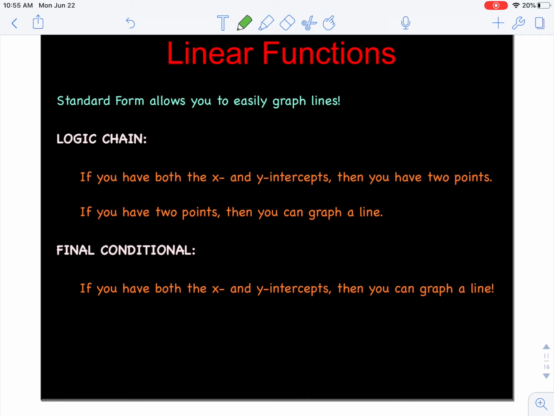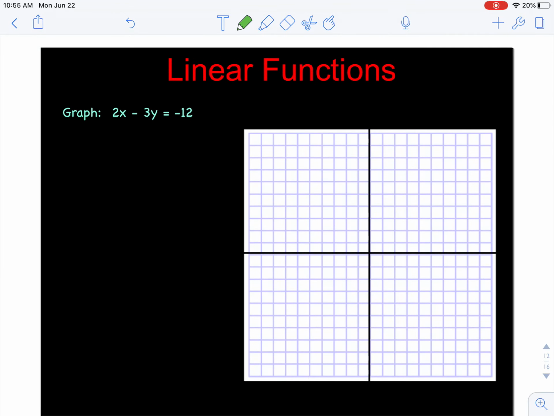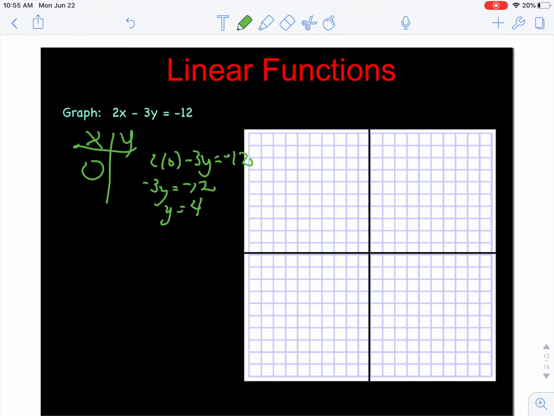So if you have both the x and y intercepts, then you can graph a line. So let's give that a try. Here is an example in standard form. If I put 0 in for x, that's going to give me the y-intercept. That would give me 2 times 0 minus 3y equals negative 12, or negative 3y equals negative 12, so y equals 4. So I know that my y-intercept is 4, or the ordered pair (0, 4).